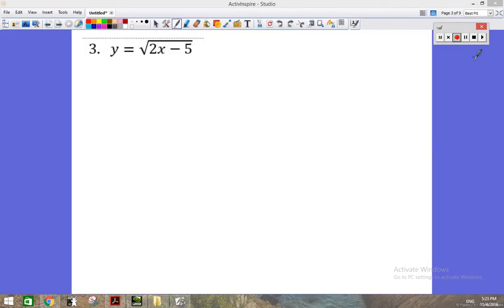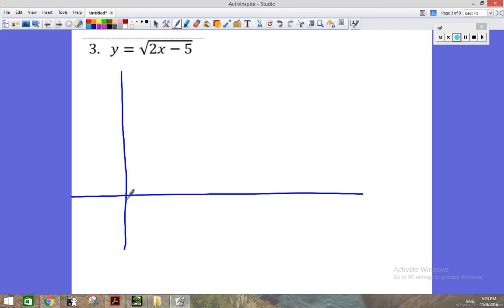Let's take a look at this problem. We have y equals the square root of 2x minus 5. We want to find the domain and range. We know that the parent function is the square root of x, and it looks something like this. So let me back up.